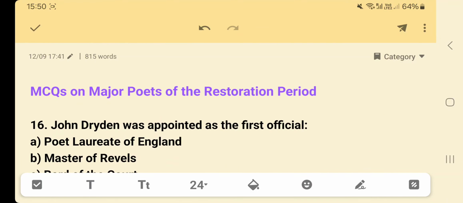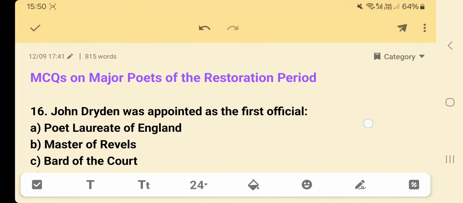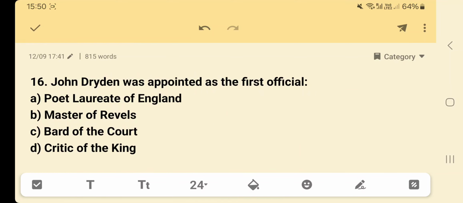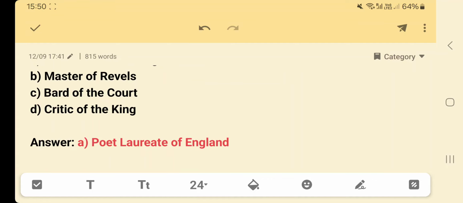MCQs on major poets of the Restoration period. John Dryden was appointed as the first official option A, Poet Laureate of England. Option B, Master of Revels. Option C, Bard of the Court. Option D, Critic of the King. Answer: option A, Poet Laureate of England.